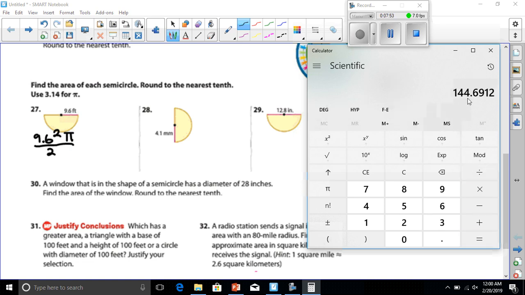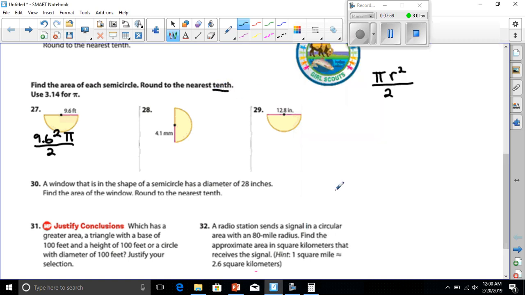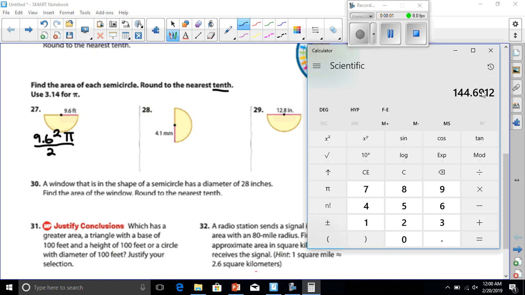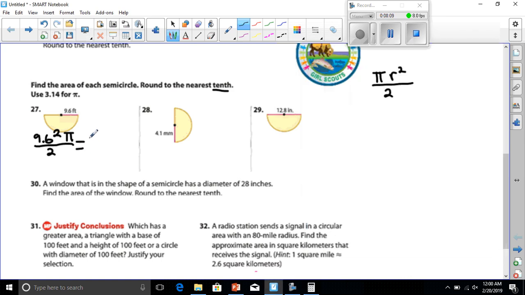And that is going to be 144.69. 9 is bigger than 5, and they do say round to the nearest tenth. So since 9 is bigger than 5, this 6 will become a 7. 144.7 equals 144.7 square feet.